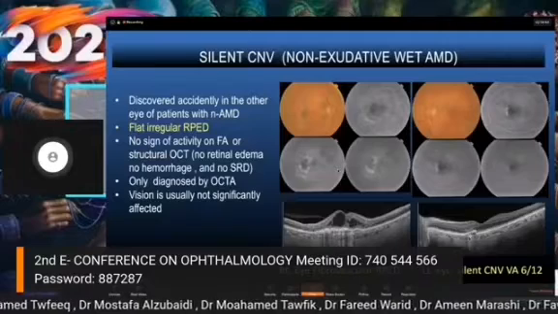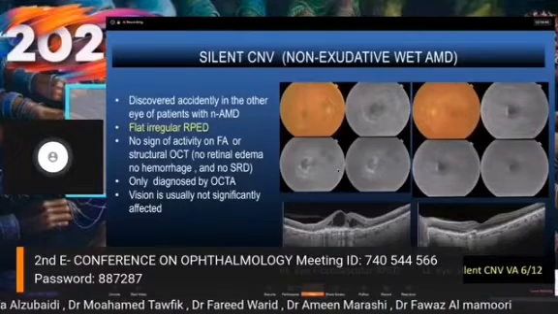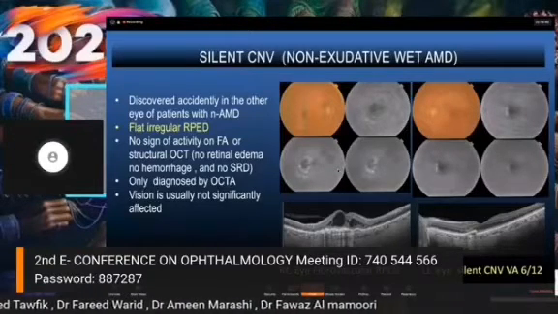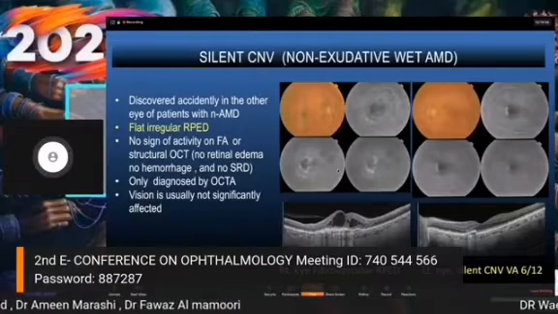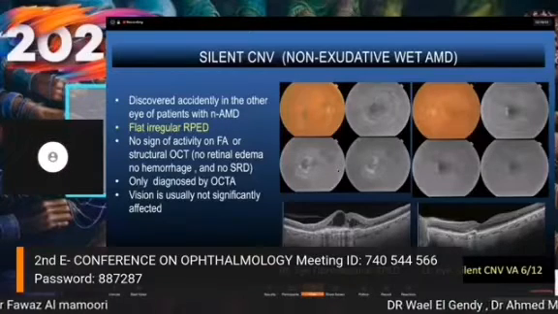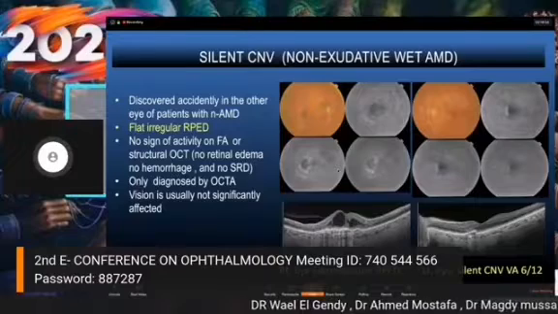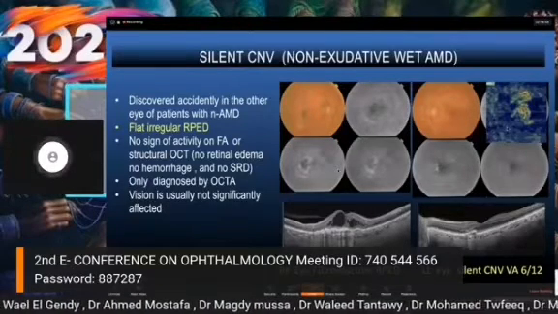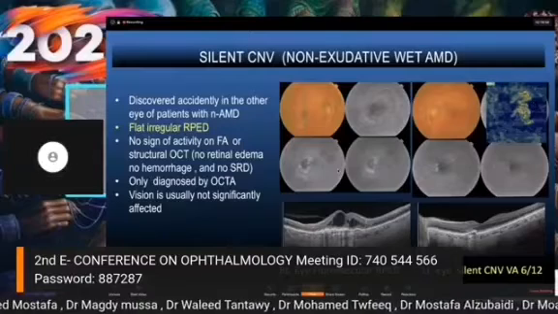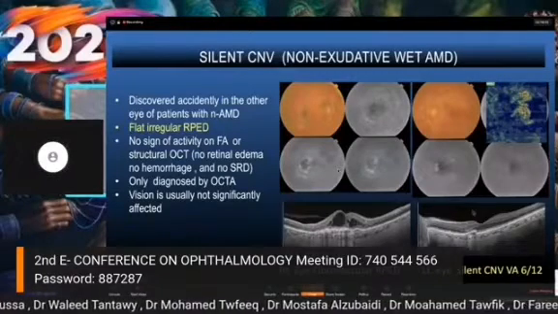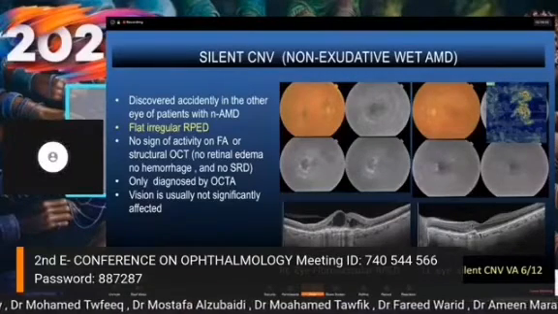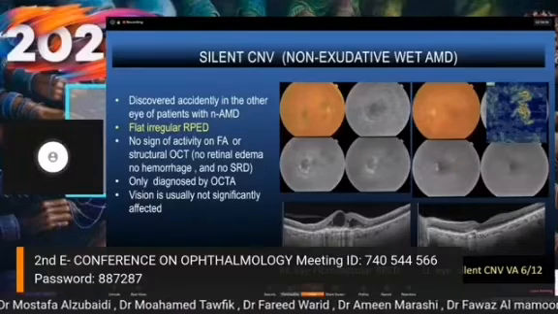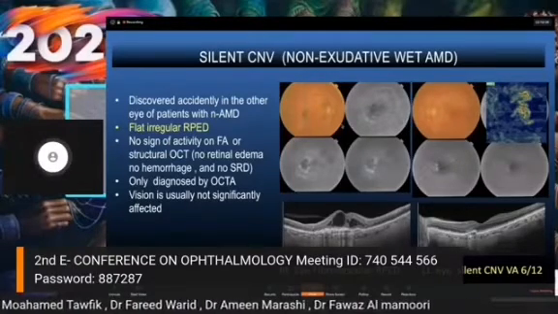What is the meaning of silent CNV? Is there a CNV down there? Yes. Why is this CNV not giving us any manifestation? There is no hemorrhage, there is no exudation, there is no fluid in the structural OCT. So the OCTA is showing a very active CNV under this flat and irregular RPE detachment. How come this CNV is not giving us any manifestation on the structural OCT?